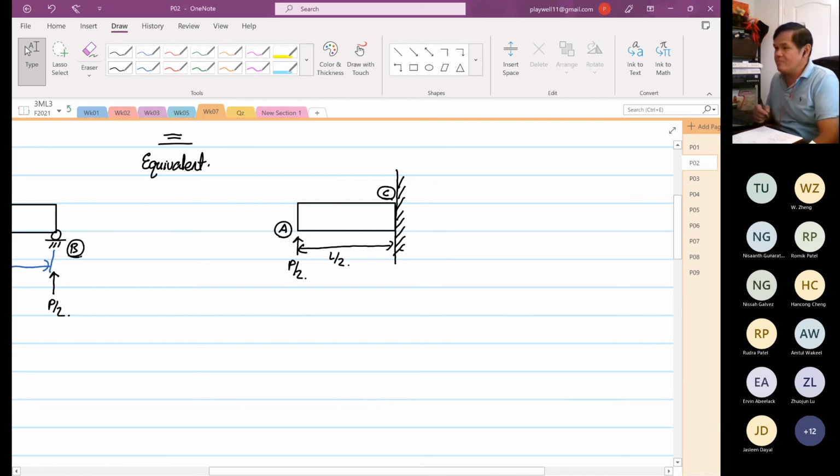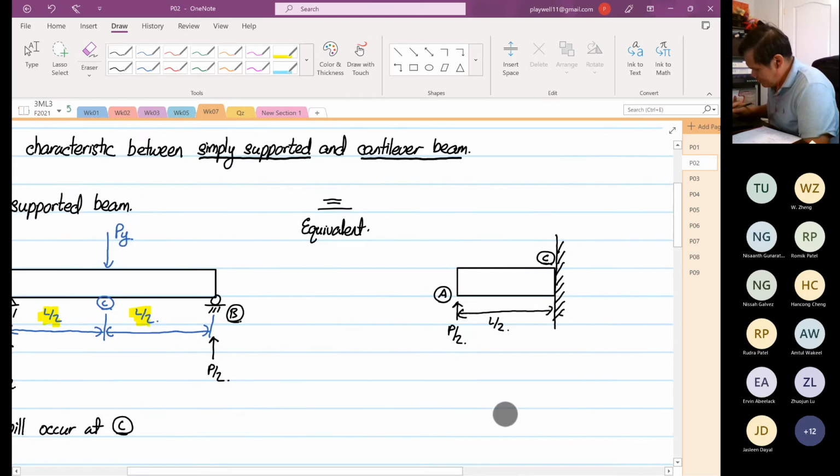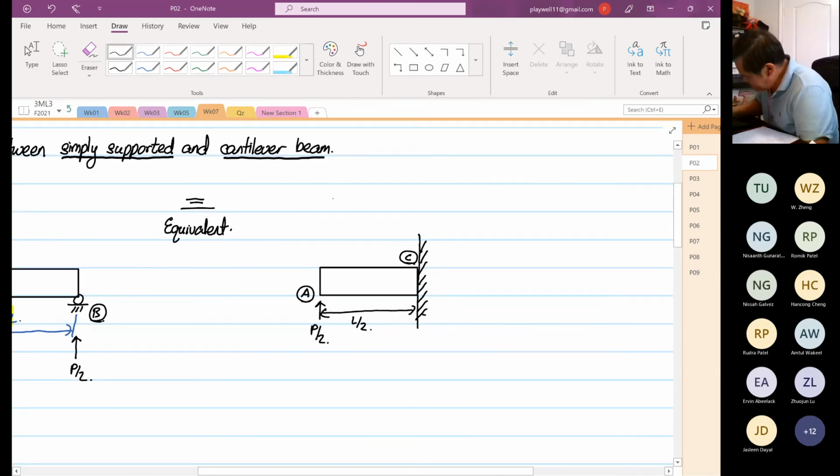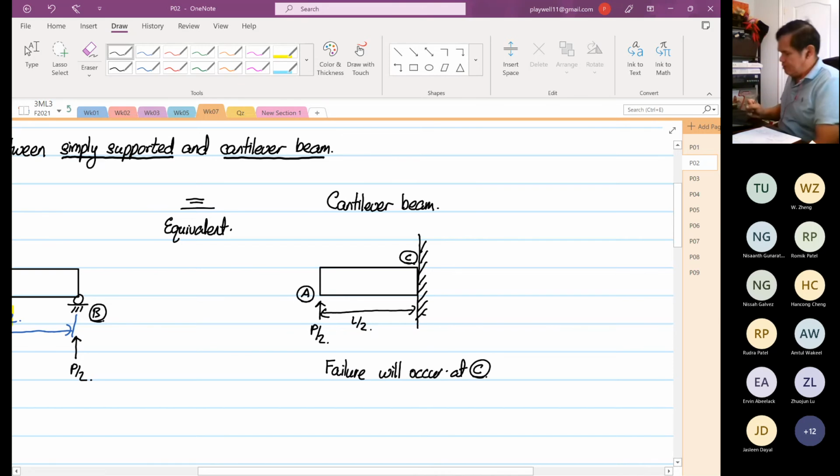When it's a cantilever beam, so this is our cantilever beam, right? Failure will occur at point C. Yeah, absolutely right. So over here, the failure will occur at point C.